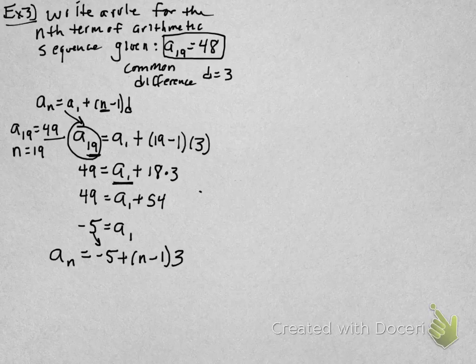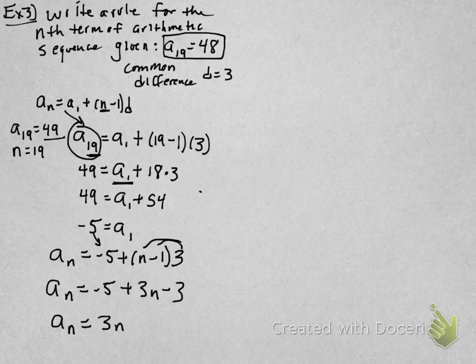Now don't leave it like that. Just like the other examples, we want to distribute. So I get a sub n equals negative 6 plus 3n take away 3. So if I simplify by adding the like terms, I'm going to get 3n minus 9. This would be the rule.